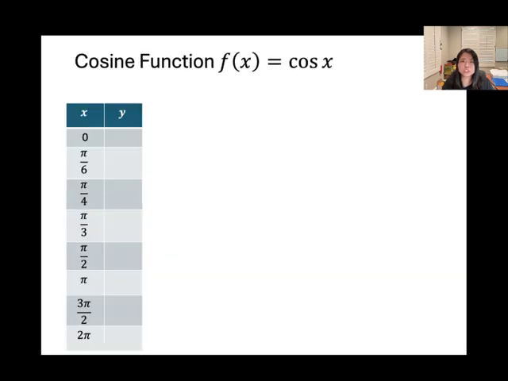Okay, cosine function. This time, let's graph f of x equal to cosine x. Let's try to graph f of x equal to cosine x. First, I want you guys to try to fill in this table.